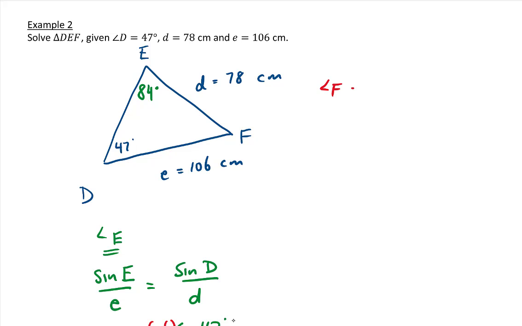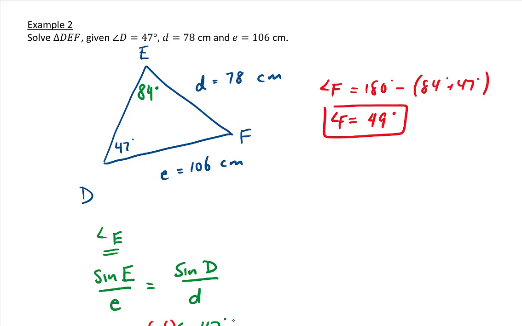Angle F, using our 180 rule, is 180 minus the sum of the other two angles, so 84 plus 47. And if we calculate angle F, we get 49 degrees. So that's two parts done. And the last part now is to determine side F. That's the only thing that we're missing.